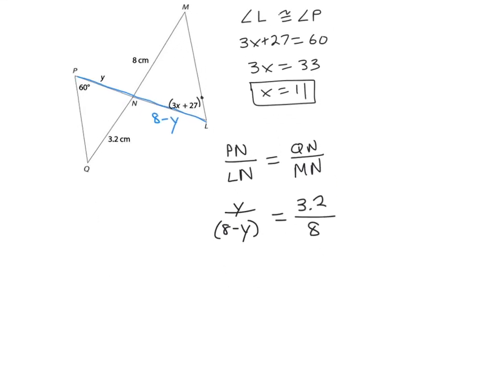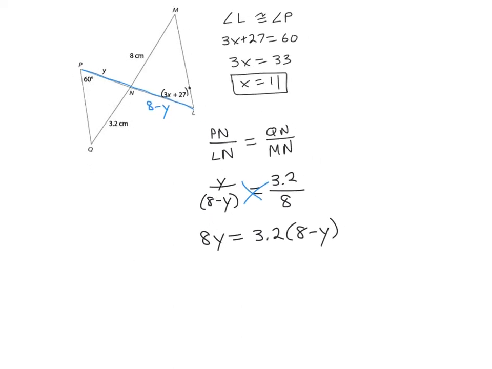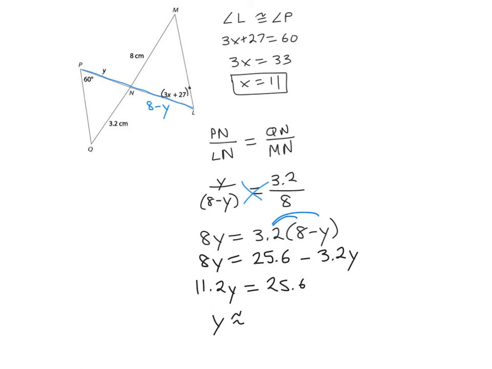So here we can cross multiply. 8 times y equals 3.2 times (8 minus y). Here we can distribute. So 8y equals 25.6 minus 3.2y. And then we can add 3.2y to each side. So we get 11.2y equals 25.6. And then we can divide both sides by 11.2.